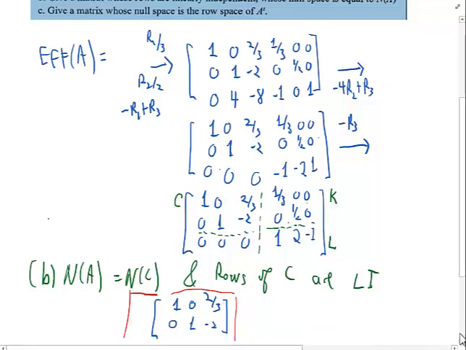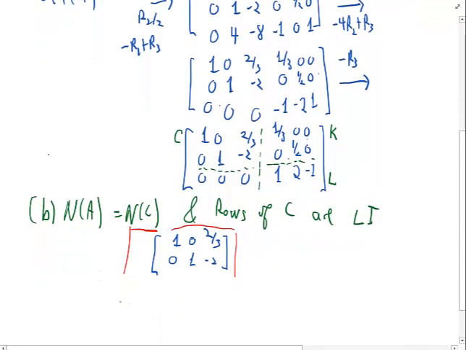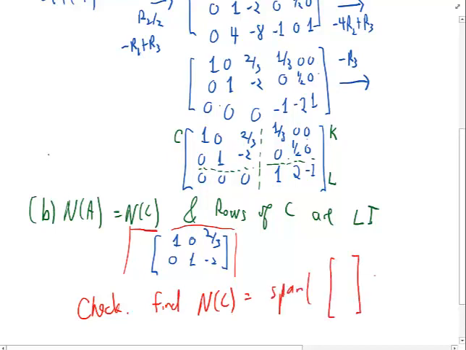So let's do the check. The check would be to find the vector in the null space. That's going to be equal to the span of, it turns out there's only one vector that spans the null space because there's only one free variable. Now I choose x3 equal to minus 1, then x1 would be 2/3, and x2 would be minus 2. Now you can check that this vector is in the null space of A.